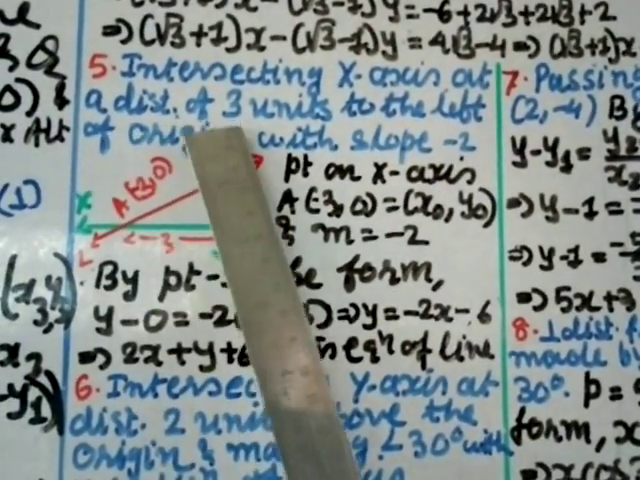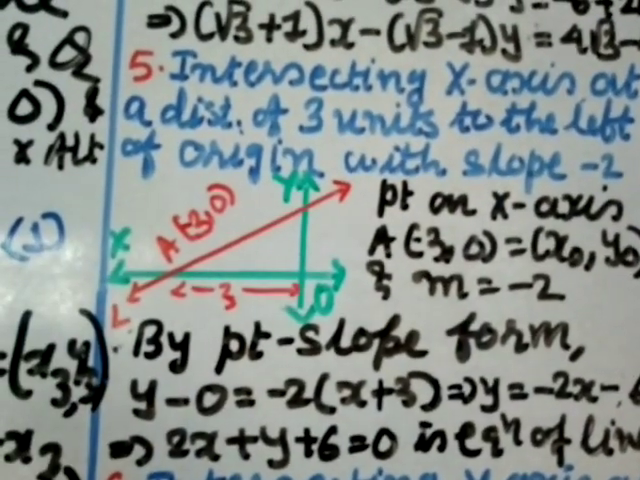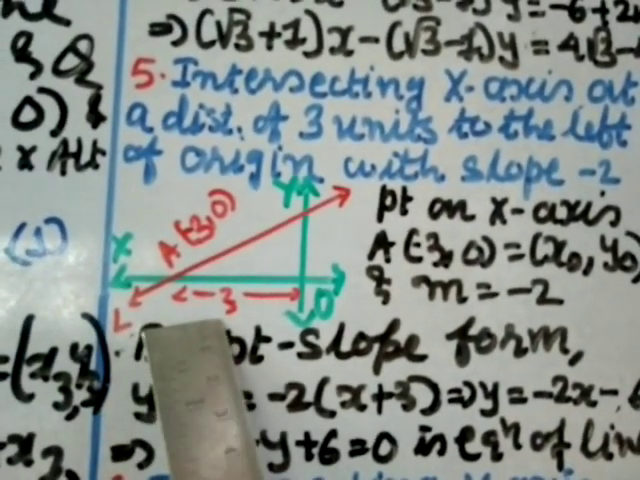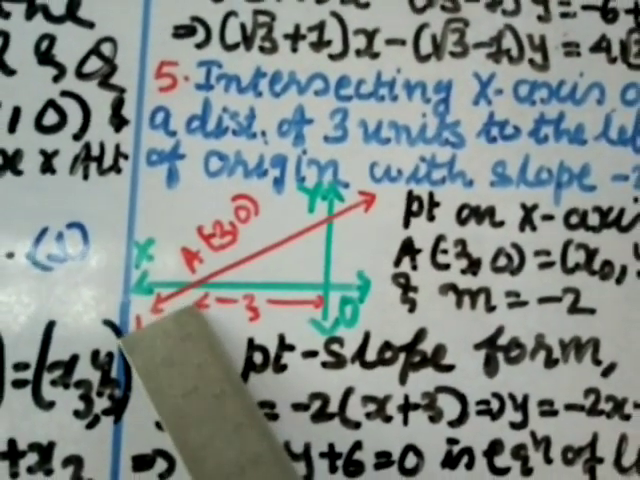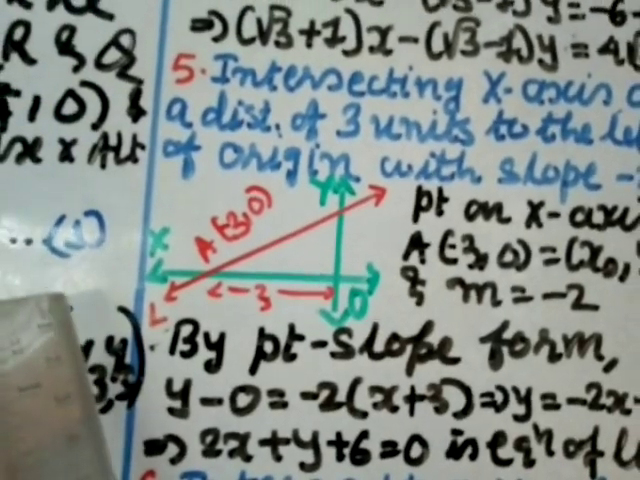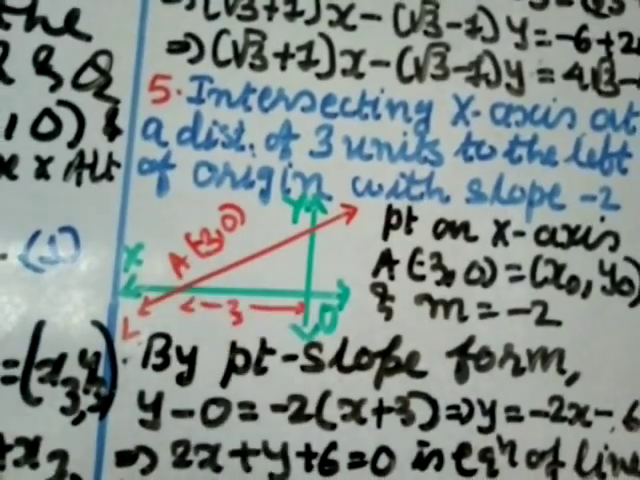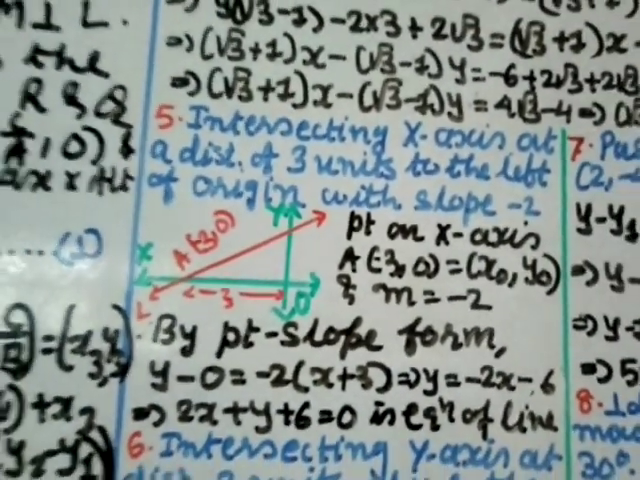Question number 5. Intersecting x-axis at a distance of 3 units to the left of origin with slope minus 2. So this is a line. From the given condition, to the left side of the origin, the line is intersecting the x-axis at 3 units. So this point's coordinate will be minus 3, 0. On the x-axis the y coordinate is 0, and this is the left side of the origin, so the x coordinate is minus 3. The distance is 3, but this will be minus 3. And the slope is given to you, minus 2.